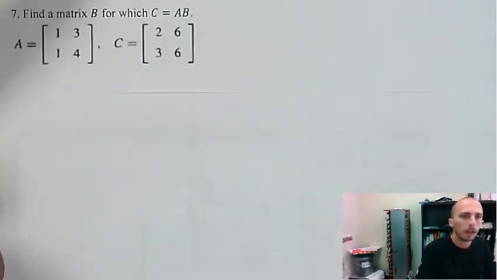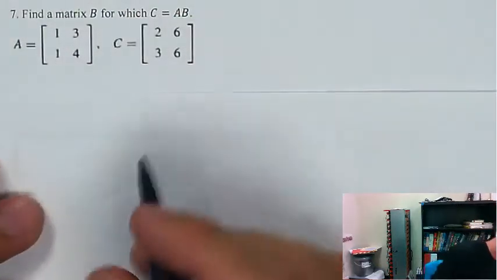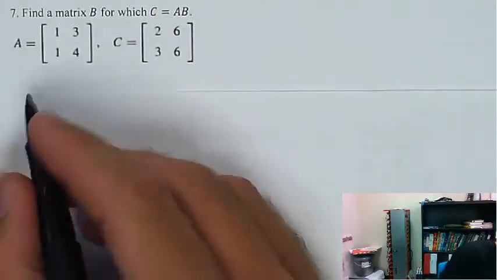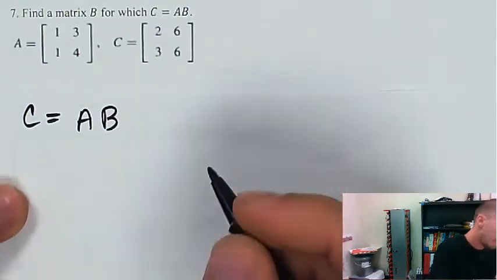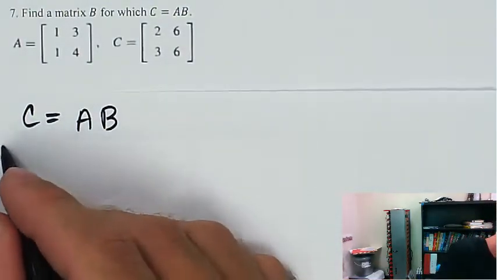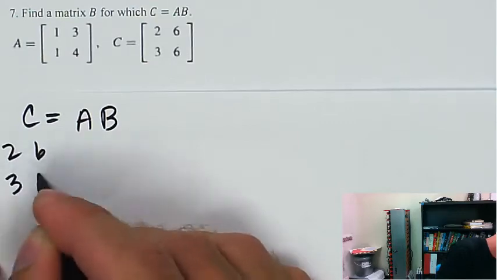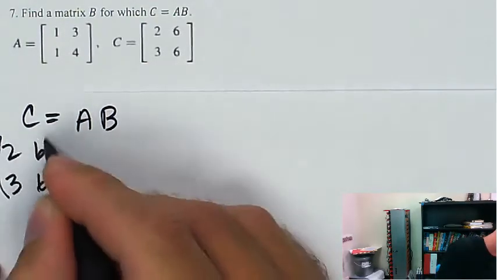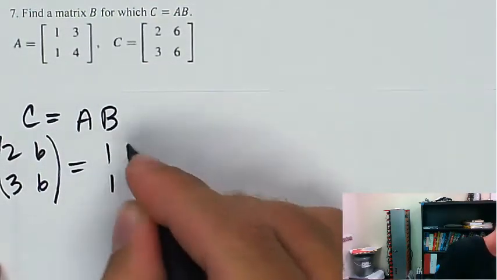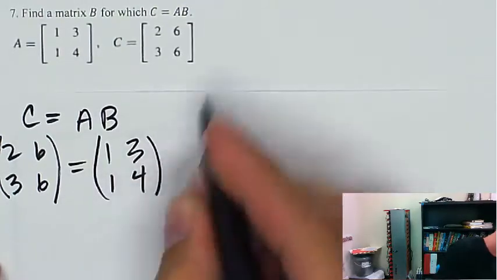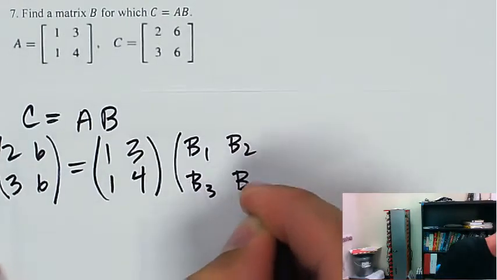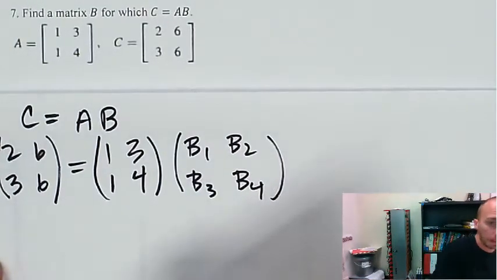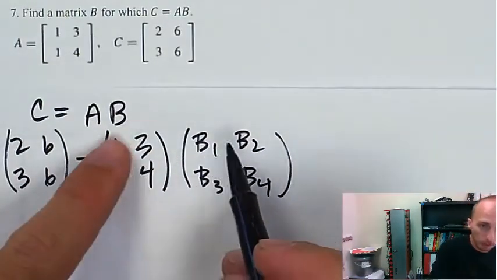Yeah, how about that? Okay, so we're going to find a matrix B for which C is equal to A times B. Okay, so I'm going to say that [2, 6; 3, 6] is equal to [1, 3; 1, 4] times [B1, B2; B3, B4]. Okay? And then I'm going to actually do this multiplication.